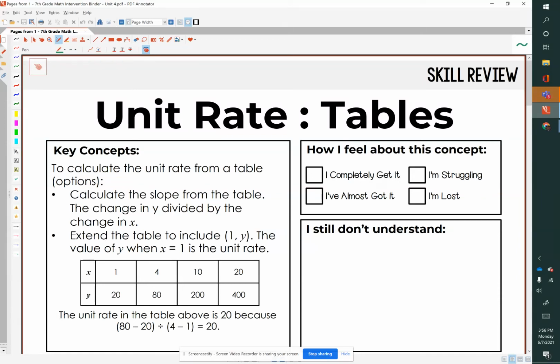Hello students, and today we're going to talk about unit rate, and we're going to use unit rate tables today. So our key concepts will be to calculate the unit rate from a table.